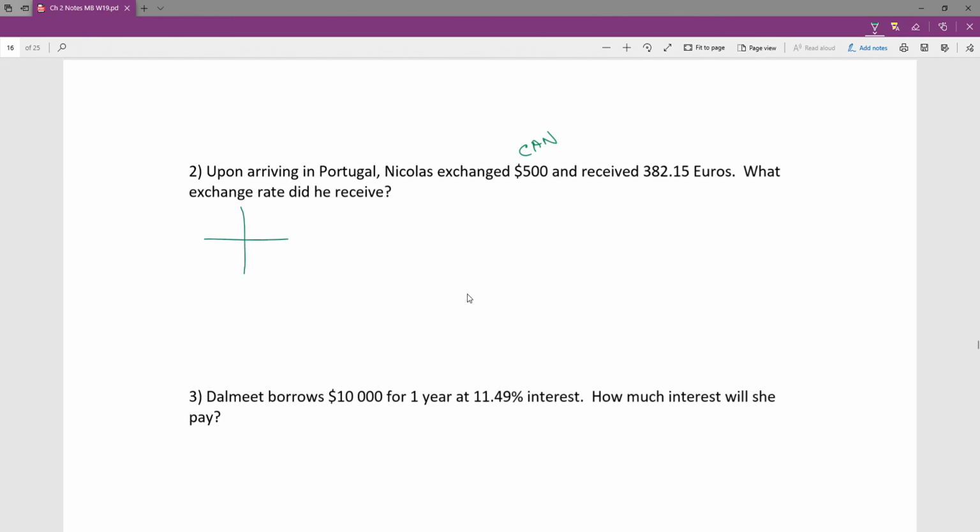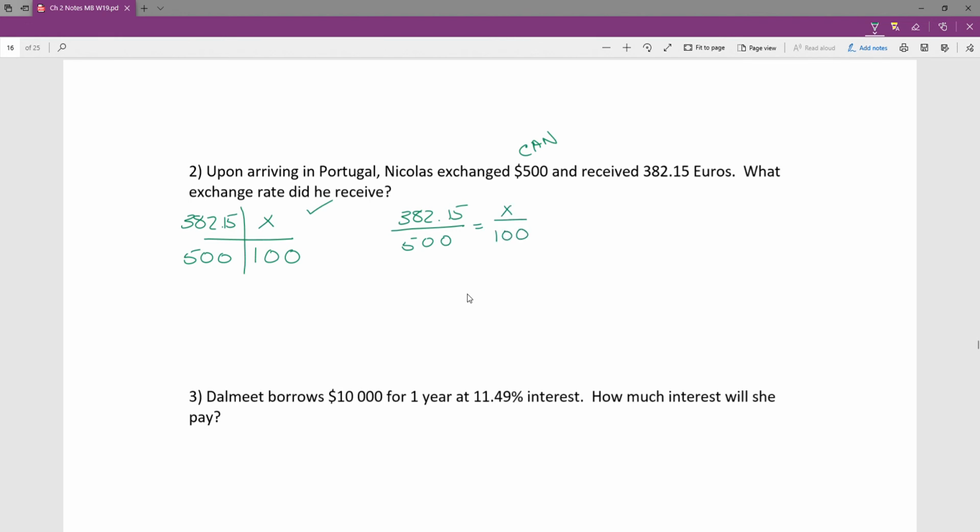Okay, so we're looking for the rate. We know that's over 100. Now, what we do with these other numbers. So we know that he got 382 out of his $500, right? So we've got our X statement. We can set that up into an equation, basically the same thing, but with the equal to sign in it.